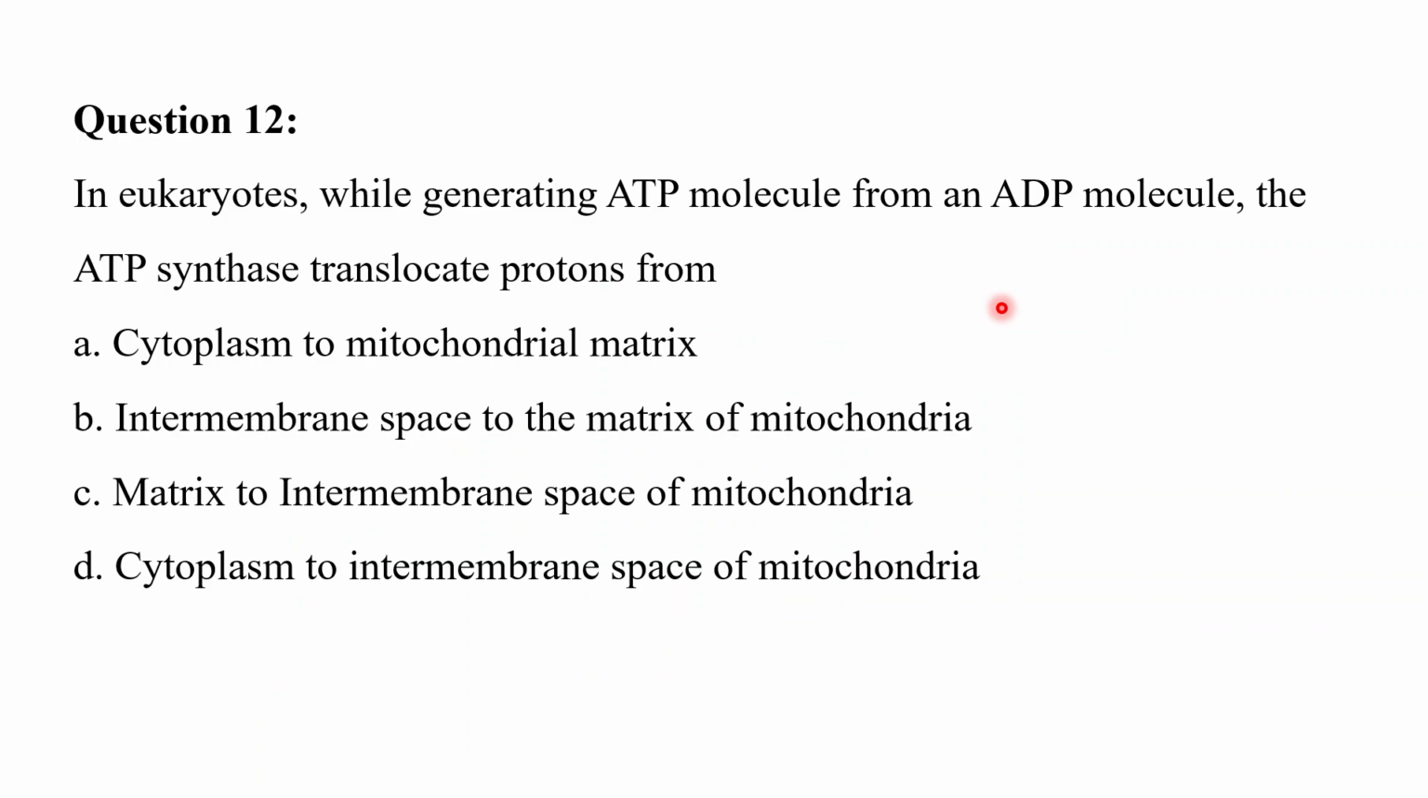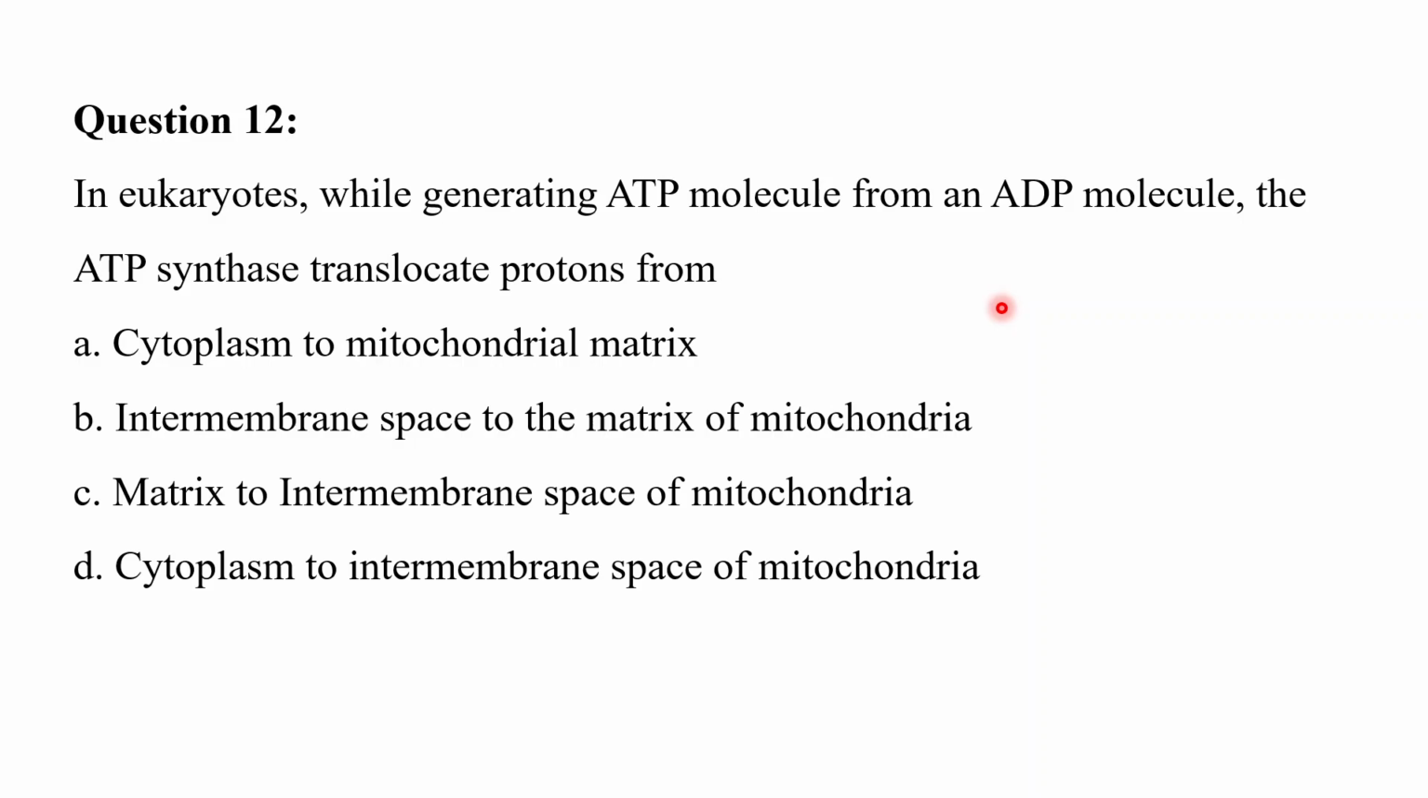So moving to the next question, question number 12. In eukaryotes, while generating an ATP molecule from an ADP molecule, the ATP synthase translocates protons from: option A, cytoplasm to mitochondrial matrix; option B, intermembrane space to matrix of mitochondria; C, matrix to intermembrane space of mitochondria; and D, cytoplasm to intermembrane space of mitochondria.